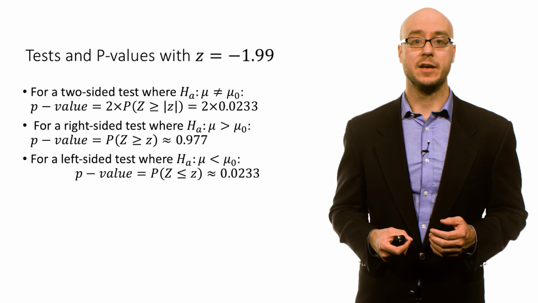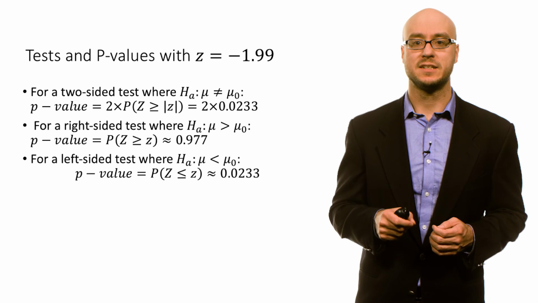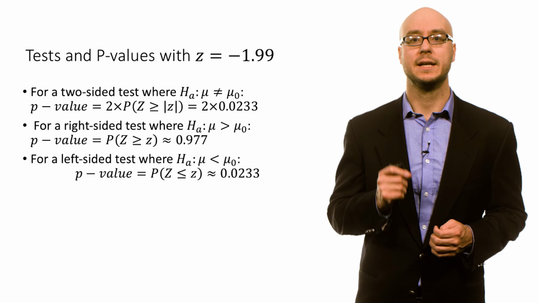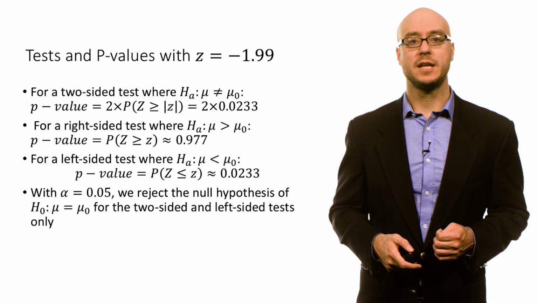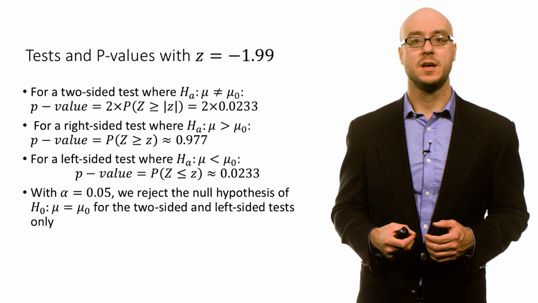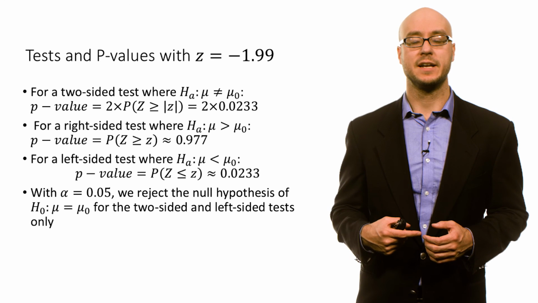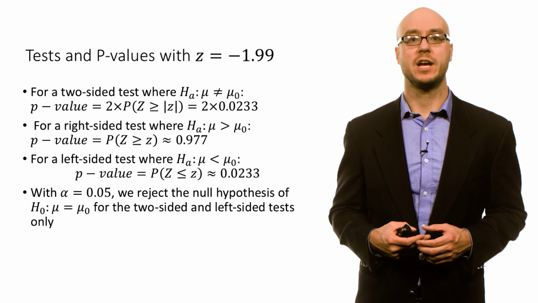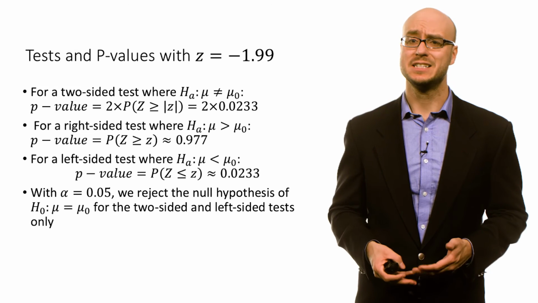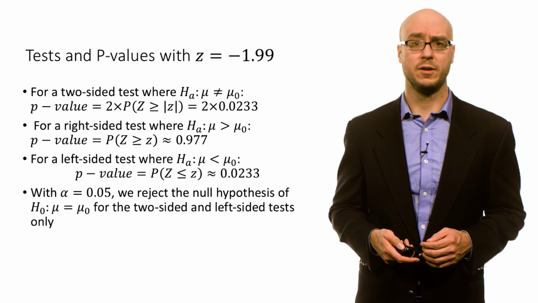That is, the p-value is just the probability of obtaining a z-test statistic less than or equal to the one we obtained of negative 1.99. So you can see that with alpha of 0.05, we can reject the null hypothesis for the two-sided and left-sided tests only. We do not reject the right-sided test because 0.977 is much larger than our benchmark of 0.05.